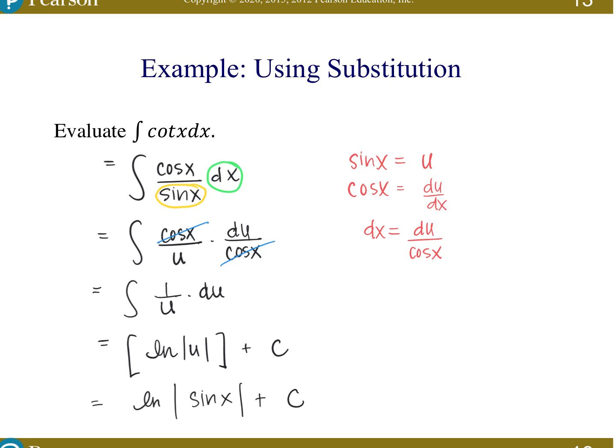Yeah? Would we be able to do the integral of absolute values using this, or no? No. Okay.